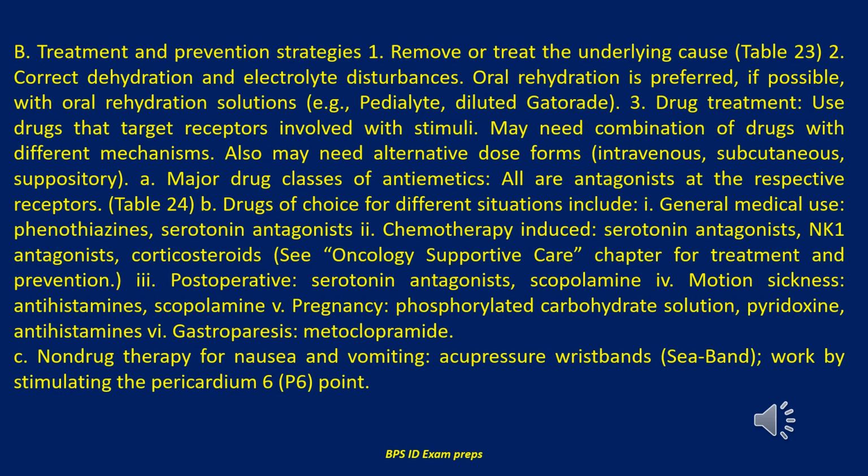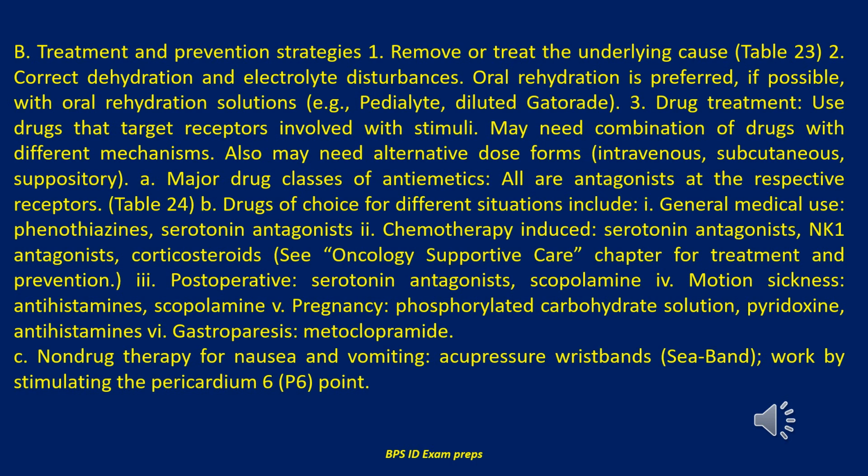B. We will now discuss treatment and prevention strategies for nausea and vomiting. 1. We should remove or treat the underlying cause. See Table 23. 2. We should correct dehydration and electrolyte disturbances. Oral rehydration is preferred, if possible, with oral rehydration solutions, e.g., Pedialyte, diluted Gatorade.